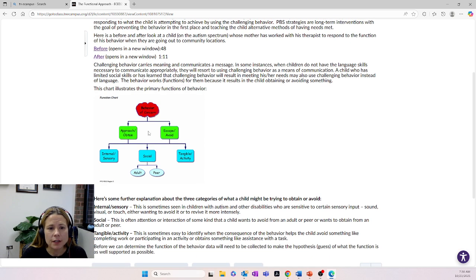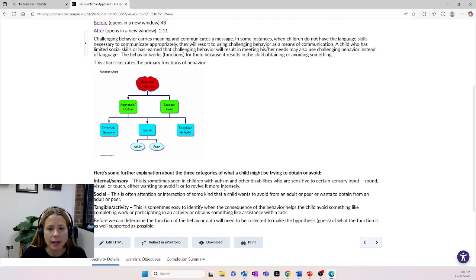So this chart is really illustrating the primary function. So remember, function is how the behavior works, right? So what is causing them to do this. So, this is really what you're going to try to look at. When we say that the child is trying to obtain or avoid, it's really going to be about these three categories, right? Internal or sensory, meaning that sometimes this is seen in children who have autism or other disabilities. So, it could be sensory input to sound, visual, or touch. Either they want to avoid it or receive it more intensely.